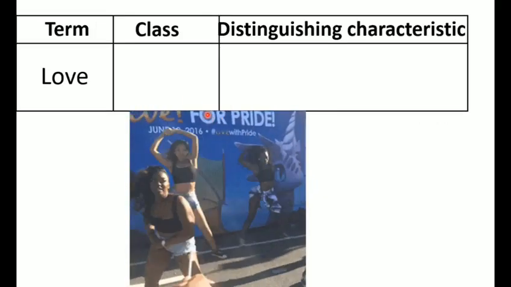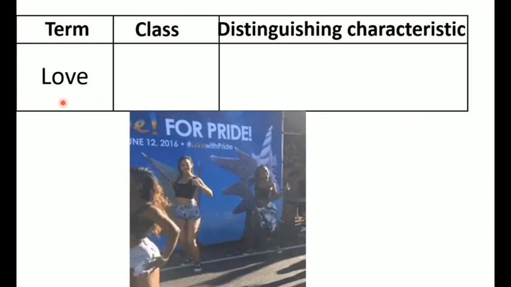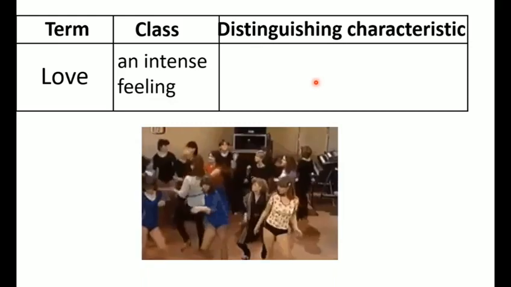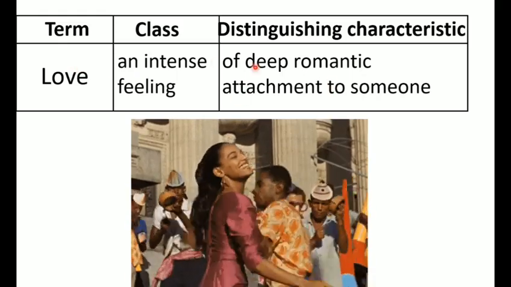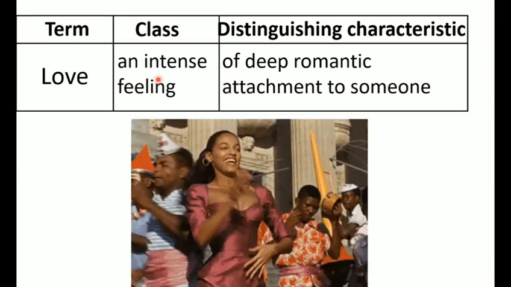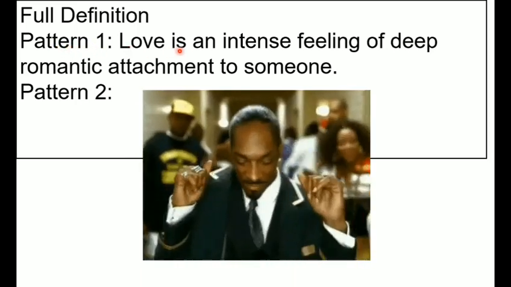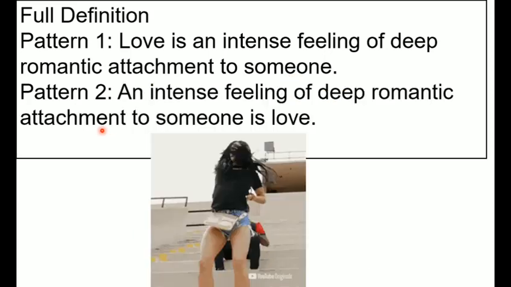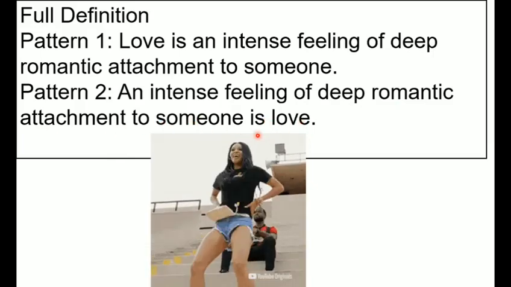Alright. I choose here this word love. Okay. Class, an intense feeling, and distinguishing characteristics is of deep romantic attachment to someone. Wala ito sa inyong module. Wala itong sagot. So, just try to copy it. Jot down this answer. Okay. Full definition. Pattern 1. Love is an intense feeling of deep romantic attachment to someone. Okay. Pattern 2. An intense feeling of deep romantic attachment to someone is love.